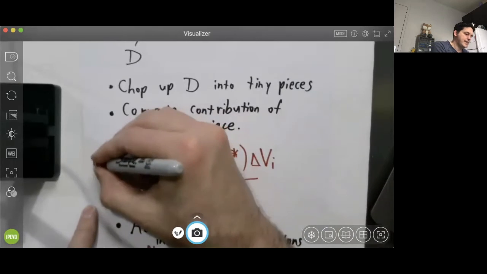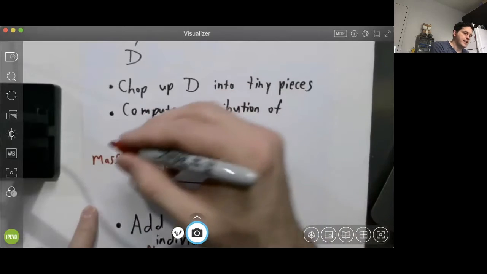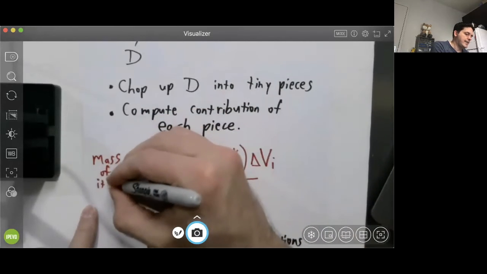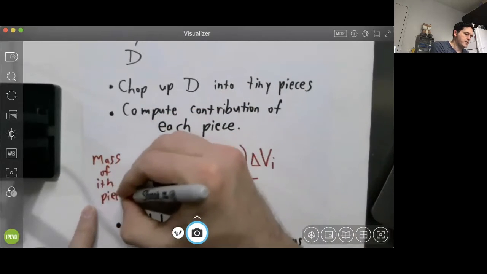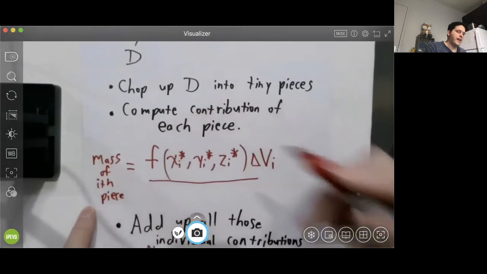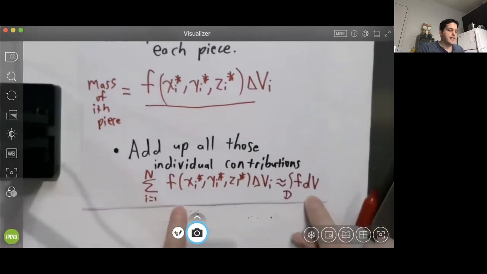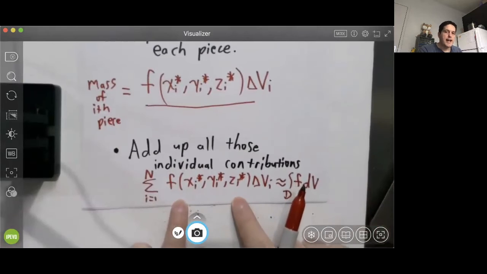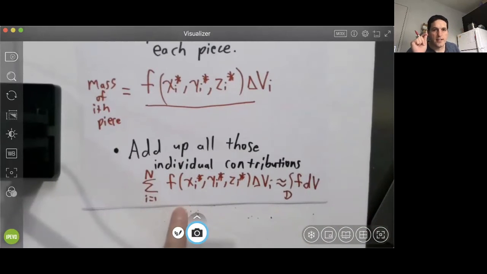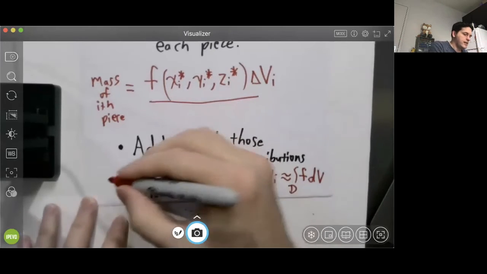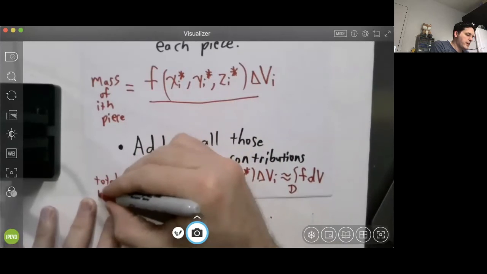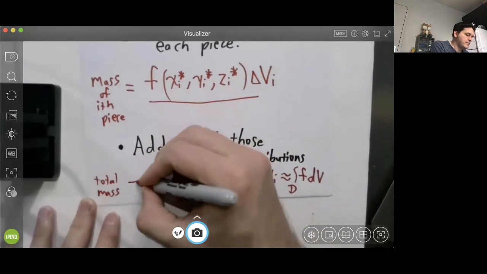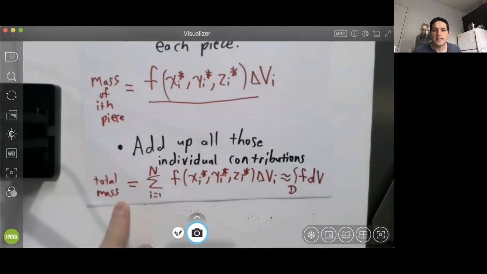So this is the mass of the ith piece. And now in this sum, we are adding up the masses of all the individual little pieces of our object. And what that gives us is the total mass of our object. And that's a nice physical interpretation of integration.